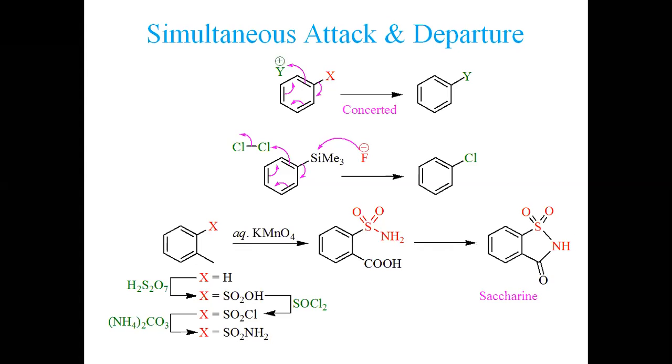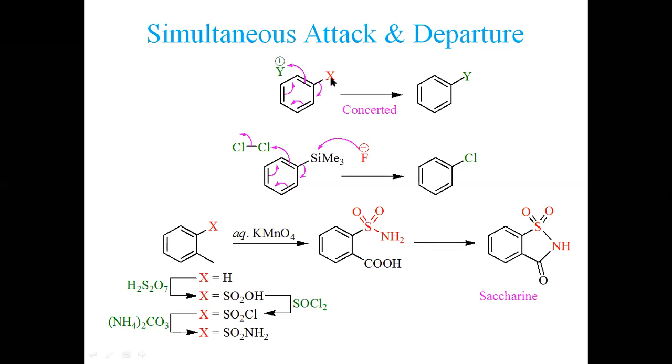In this case, the group which is to be substituted by an electrophile is leaving and the electrophile is approaching at the same time. This is called simultaneous attack and departure. It means this is a concerted mechanism, completing in a single step. I have presented here an example. So two examples. The first one is presented as a general case.